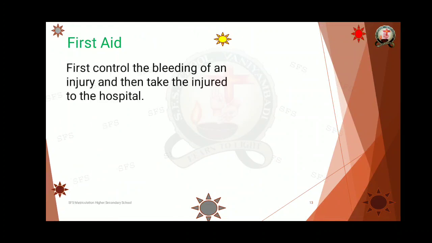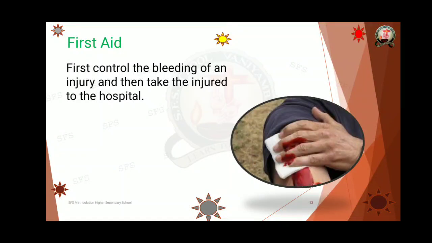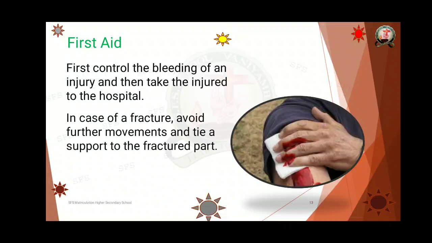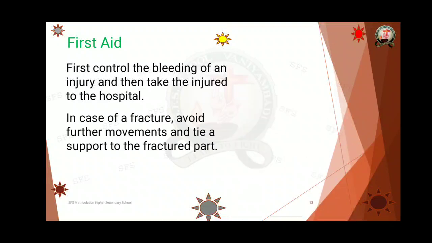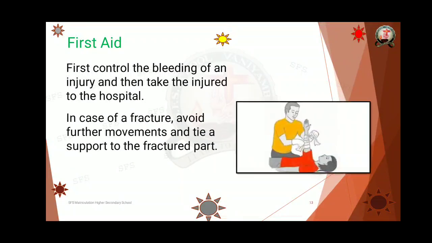First aid. First, control the bleeding of an injury and then take the injured to the hospital. Control the bleeding first. Take some cloth or your kerchief or some paper like tissue paper. You can use it to stop the bleeding, and you have to take the person to the hospital. In case of a fracture, avoid further movements and tie a support to the fractured part. Can you see? Don't allow the fractured place to move. Settle in a particular place or lie down on the ground like this.